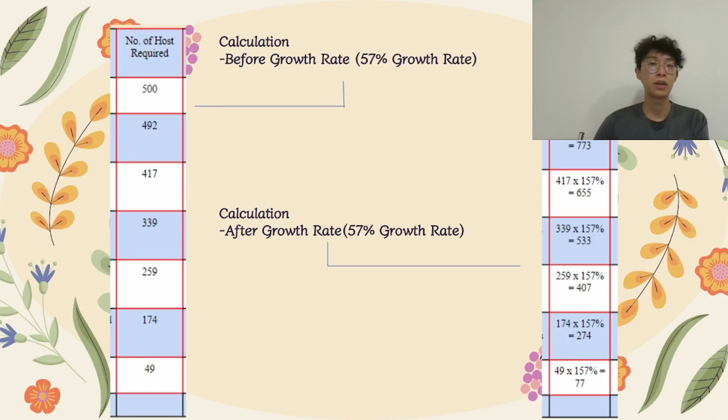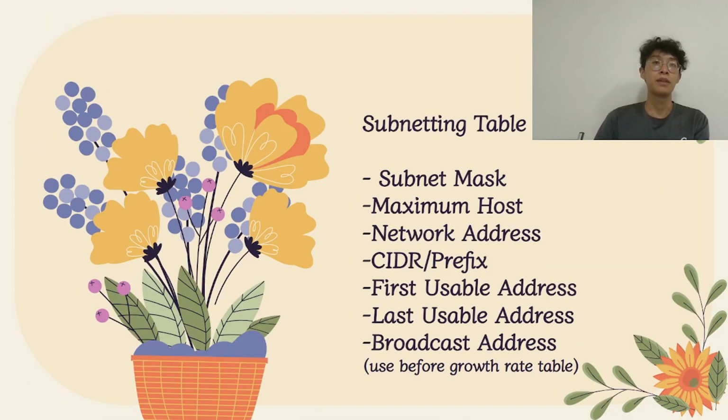So here is how we calculate the number of hosts required after the growth rate of 57%. As you can see here, we just have to multiply by 157% to get the answer. The before growth rate for Chancellery Department is 500 hosts. And for after growth rate, we just take 500 times 157% and you'll get 785. Next, we have the subnetting table.